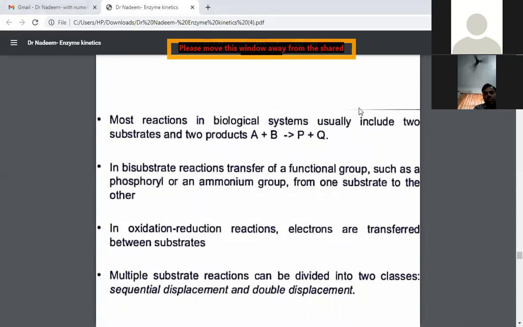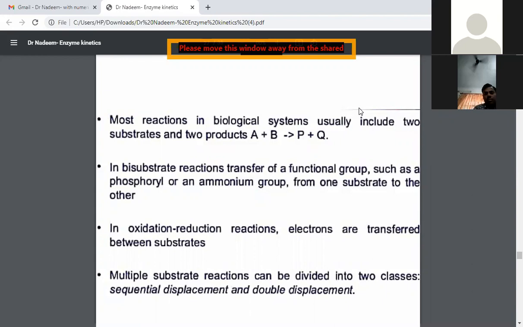For example, take the first reaction of metabolism. It is catalyzed by hexokinase with two substrates, glucose plus ATP. It produces glucose 6-phosphate and ADP in the presence of the cofactor, that is magnesium ion. So here phosphoryl group transfer is occurring from ATP to the substrate.